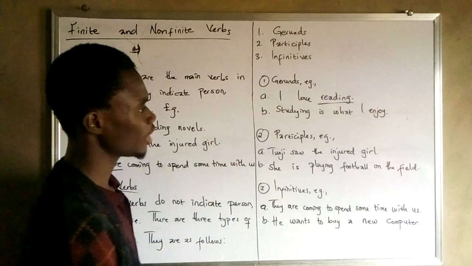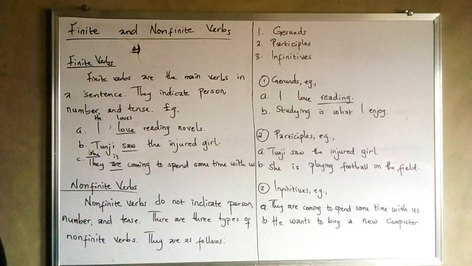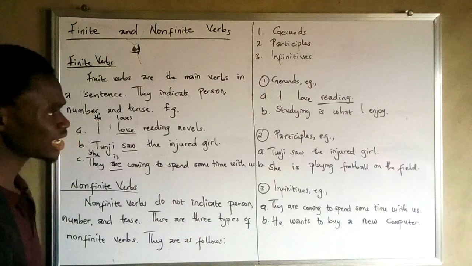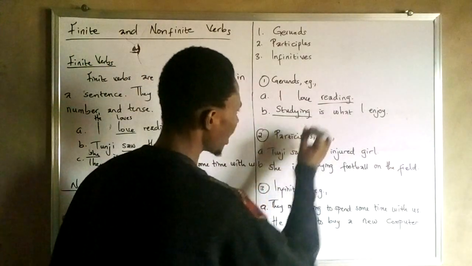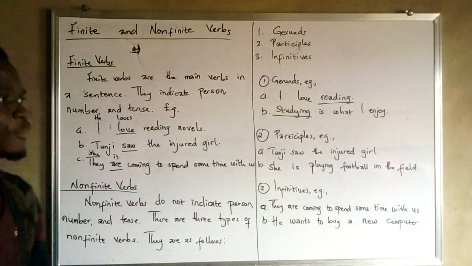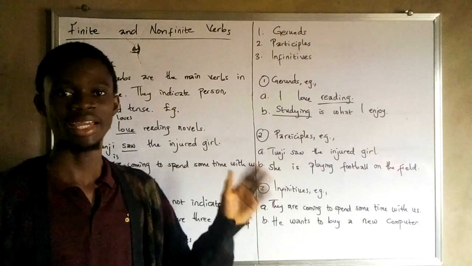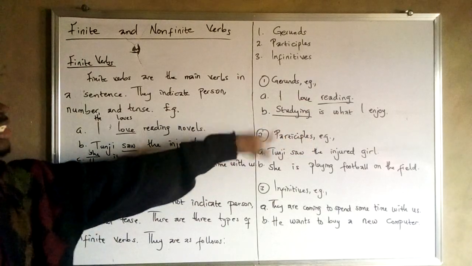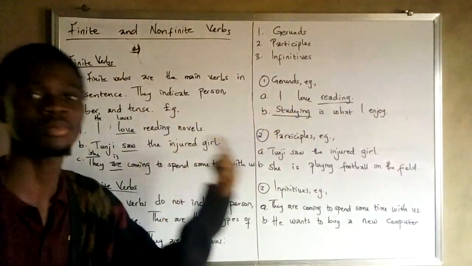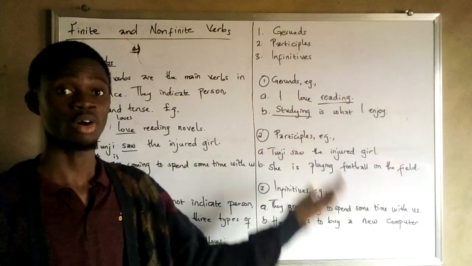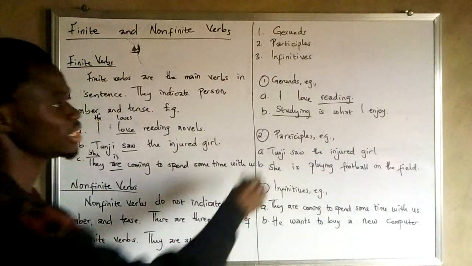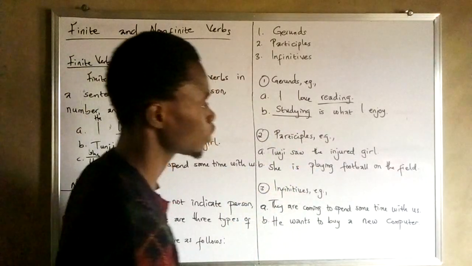The second example we have here is, studying is what I enjoy. In this case, studying is acting as a subject, and it is a verb acting as a nominal entity, that is, it is taking the position of a subject. So for it to take the position of a subject, we can say it is a gerund, a verbal noun, a verb that takes the position of a subject, or a verb which is used as a nominal entity. So it is a gerund. Studying is what I enjoy.